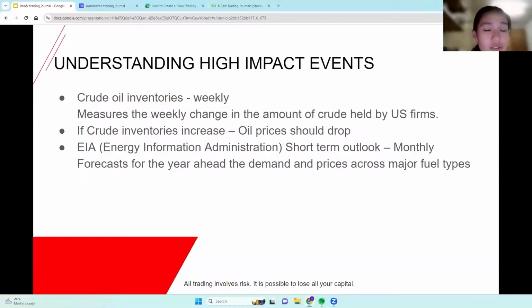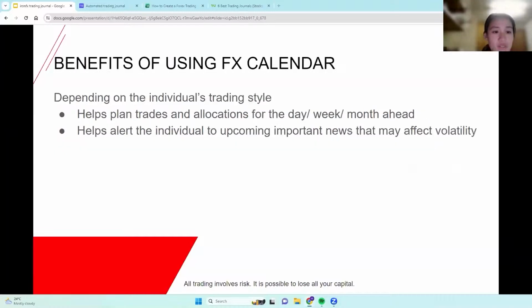Okay, and now crude oil inventory. These measure the weekly change in the amount of crude held by US firms. If crude inventories increase, they are inversely related to oil prices, so we can expect oil prices to drop. EIA is Energy Information Admin, and this is a short-term outlook. So it's basically the monthly forecast for the year ahead, the demand and prices across major fuel types.